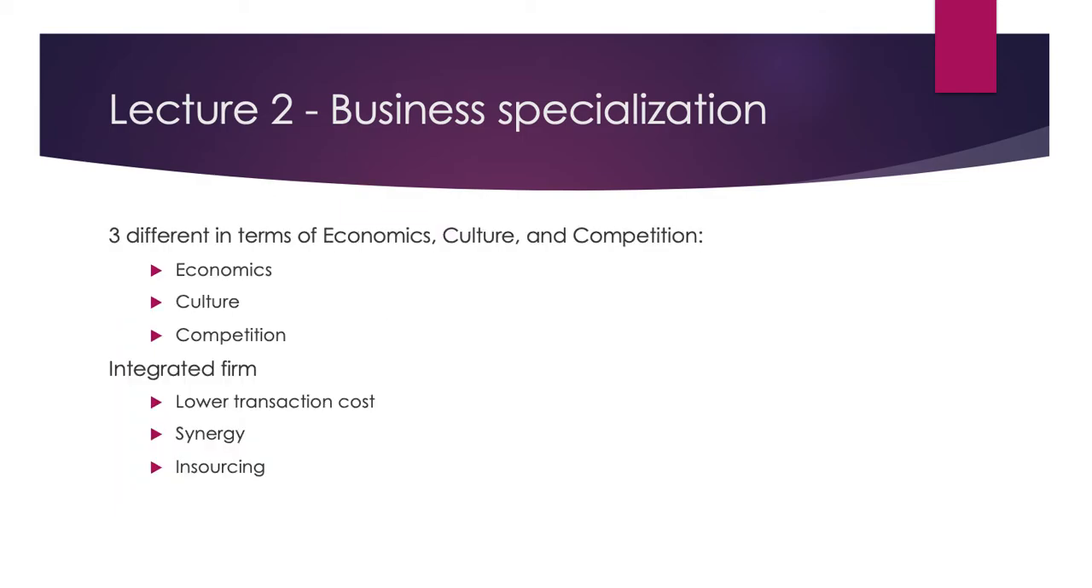Next, take a look at the three different terms of economy, culture, and competition. As for economy, speed, scale, and scope can be optimized simultaneously. In terms of economy, if you want to develop a new product, it's not possible to develop quickly without the right people and the right talent.